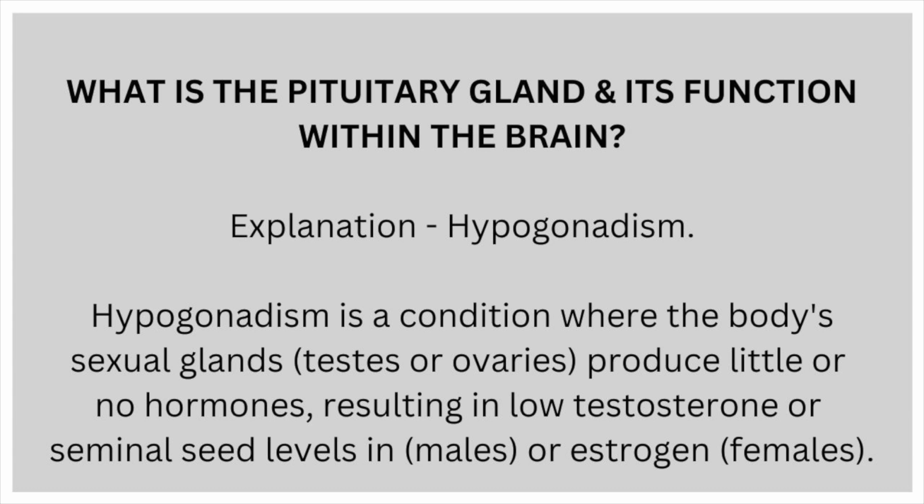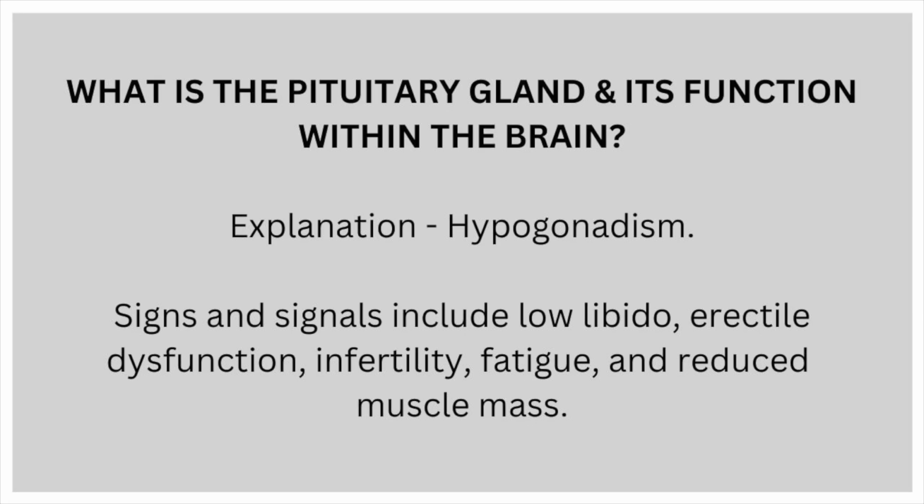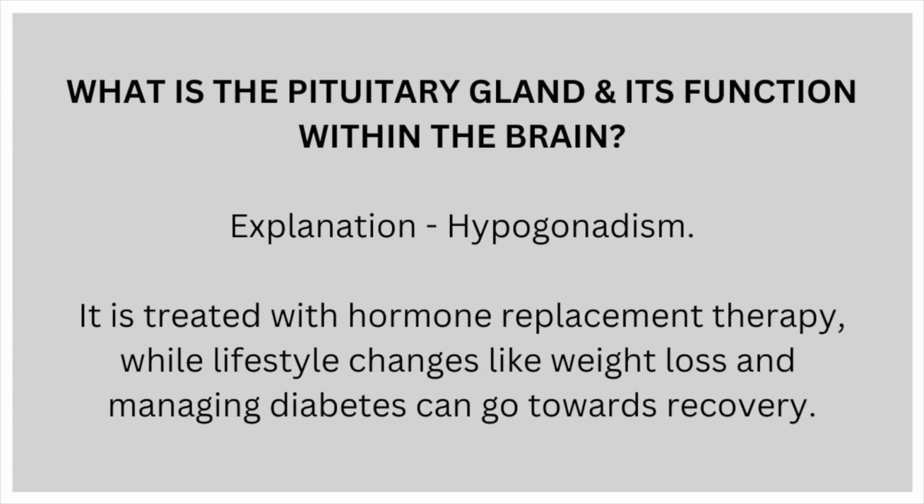Explanation: hypogonadism. This is a condition where the body's reproductive glands, being the testes or the ovaries, produce little or no hormones, resulting in low testosterone or seminal seed levels in males or estrogen in females. Signs and signals include low libido, erectile dysfunction, infertility, fatigue, and reduced muscle mass. It is treated with hormone replacement therapy, while lifestyle changes like weight loss and managing diabetes can go towards recovery.